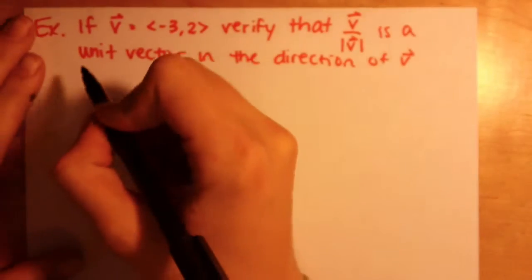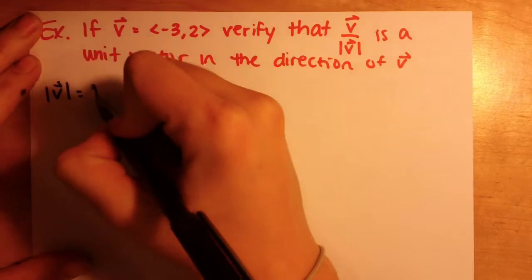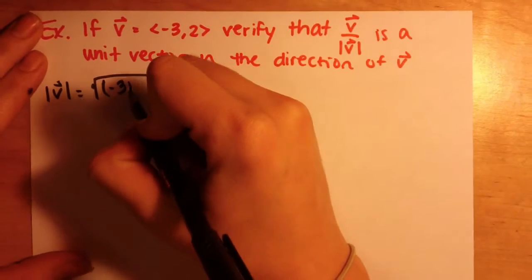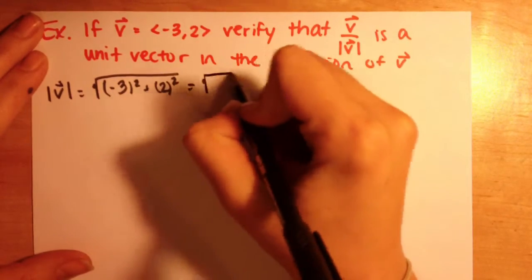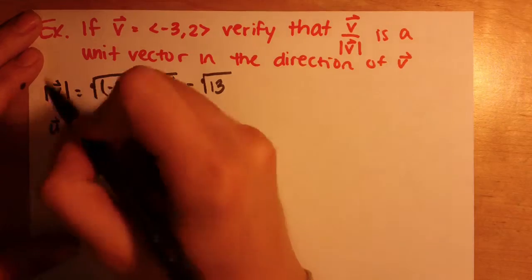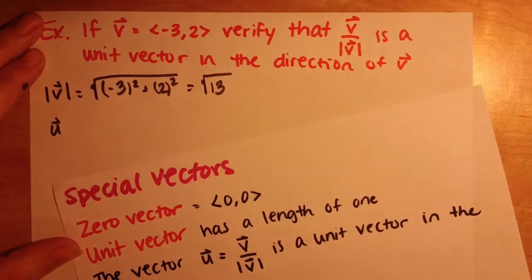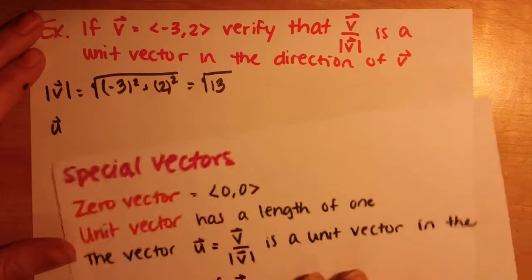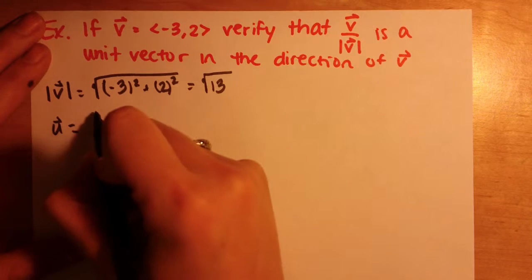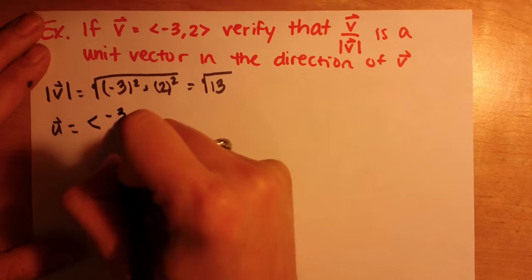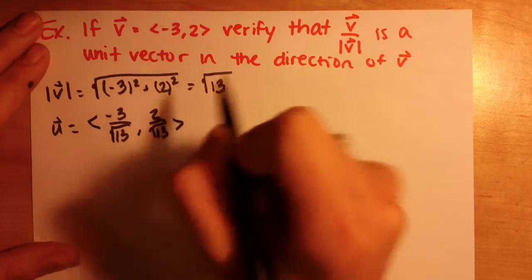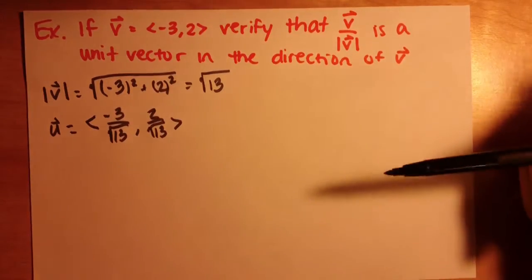So first we're going to find the magnitude of v. And again, just like the distance formula, the magnitude is the same as the component form, each of the pieces squared. That's going to be the square root of 13. And now we have that u from before. u is going to be our vector v over the magnitude of v. So u equals v, which is -3, 2 over the square root of 13. So it's just the vector v over its magnitude that is going to give us u.